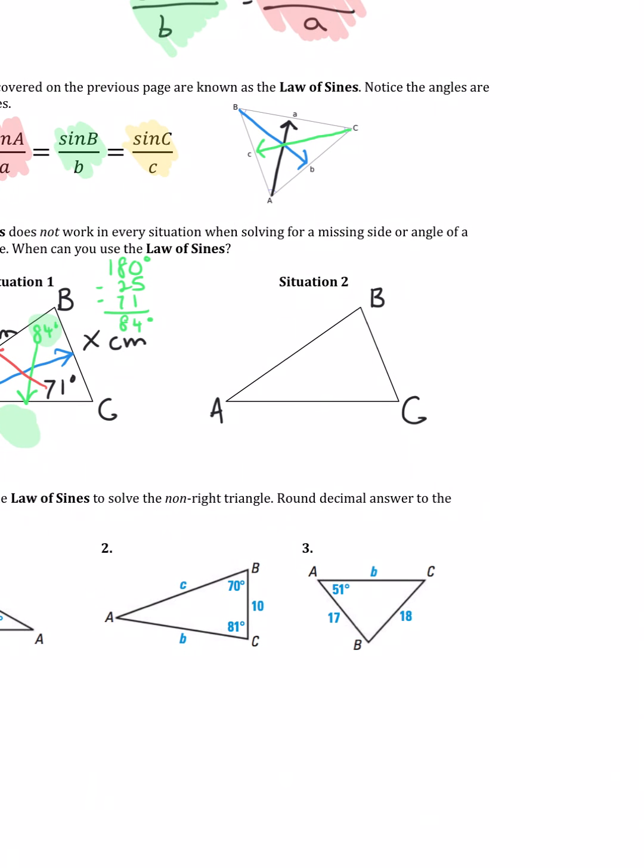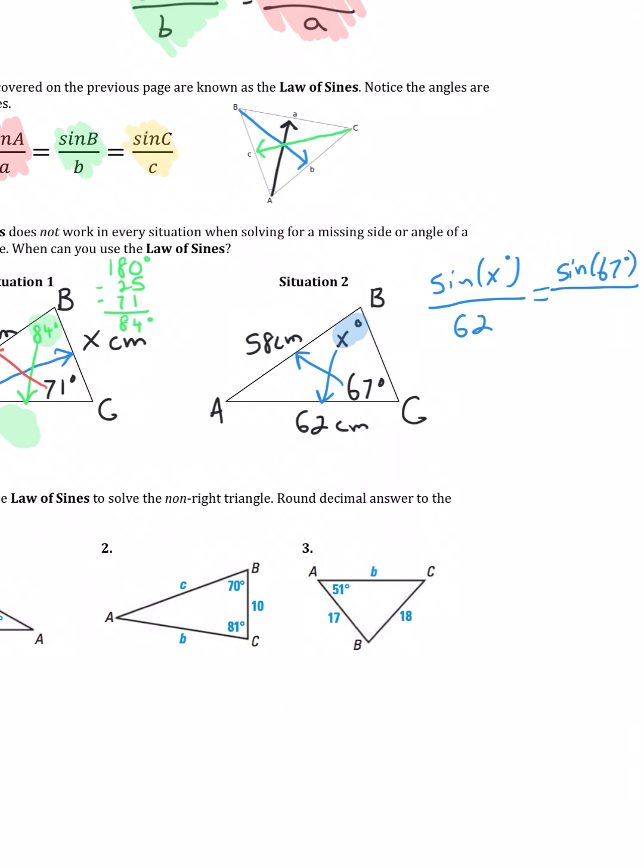Second situation here, if I'm given information, like let's say I'll give you this angle, 67 degrees, side length 62 centimeters, side length 58 centimeters, and then x degrees here. So this time we want to solve for an angle measure instead of a side length. And we see x corresponds to the 62 centimeters. So we'll say sine of x degrees over 62 equals, we'll do the other side, sine of 67 degrees over 58.